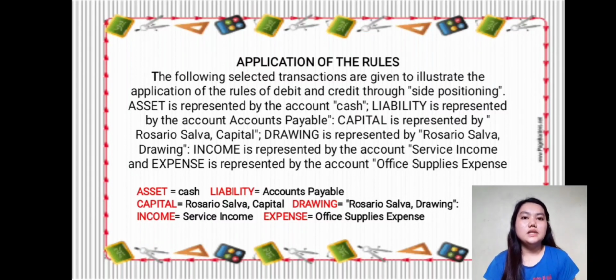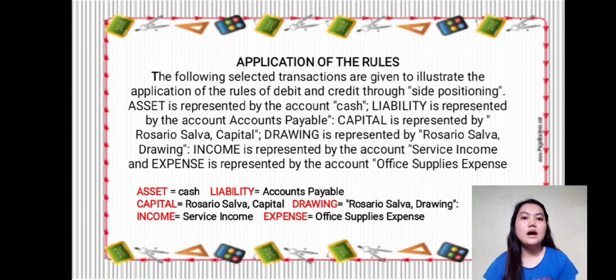The following are selected transactions that are given to illustrate the application of the rules of debit and credit through side positioning. So, let me explain what is asset. Asset is presented by the account as cash. So, when we say cash, it is our own money, or what we own. Then, liability is presented by the account as accounts payable, which means what we owe to others, what is called debt, which we owe to a certain person or to a company.